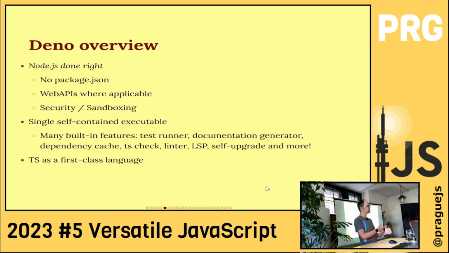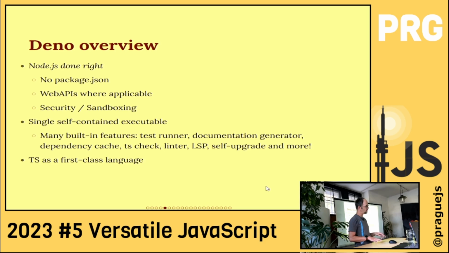So what do we do to recreate Node.js again in a better way? First of all, there's no package.json. Ryan Dahl, the author of Node.js and Deno, came to a conclusion that the introduction of this configuration file with dependencies and other metadata is not really useful for the development. So there is no package.json file.